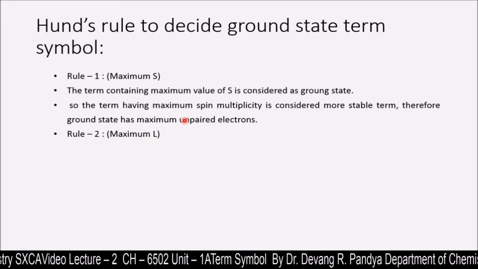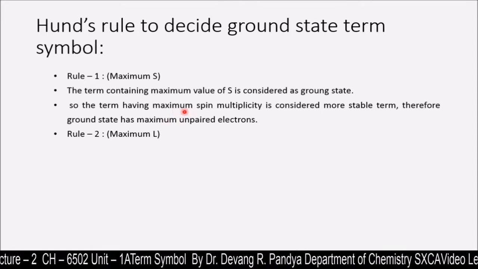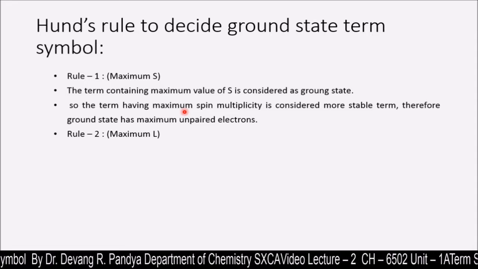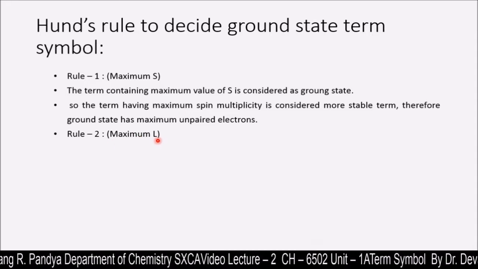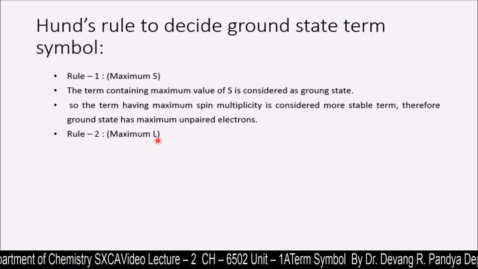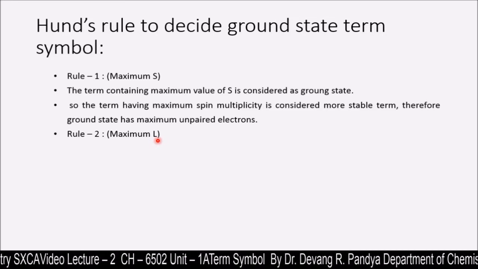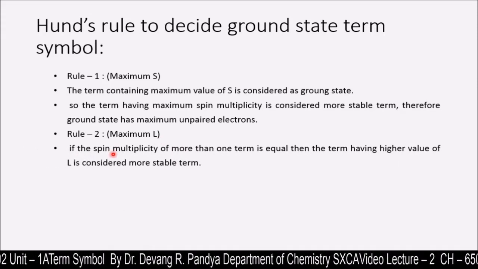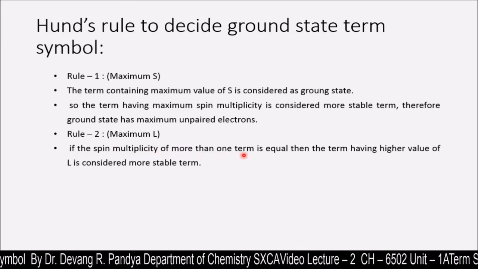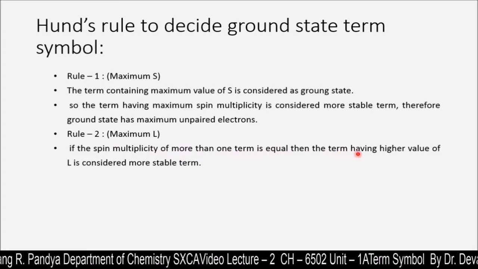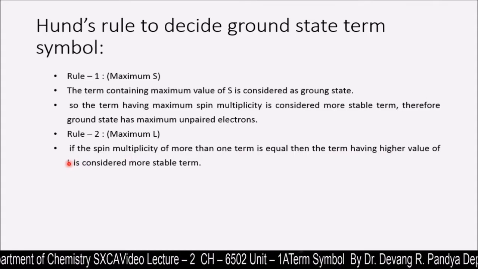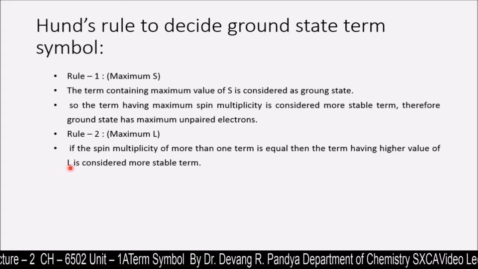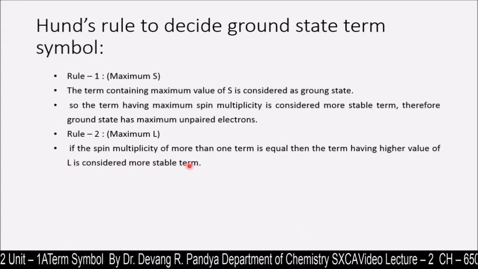If the spin multiplicity is similar, we cannot separate the terms or microstates into different energy levels by rule 1. So there, the maximum value of L helps us to arrange those microstates with the same spin multiplicity into different energy levels. How is it? Let's see. If the spin multiplicity of more than one term is equal, then the term having the higher value of capital L, the resultant orbital angular momentum quantum number, is considered the more stable term.